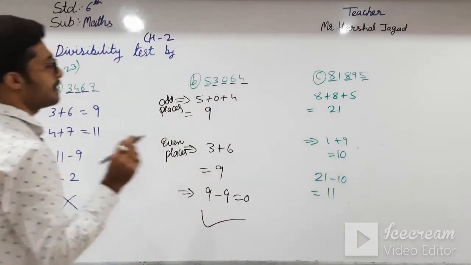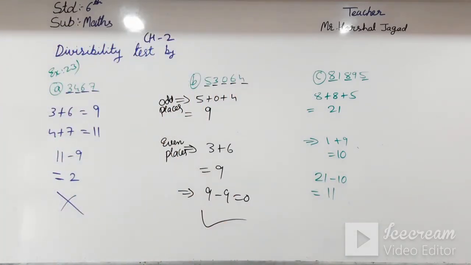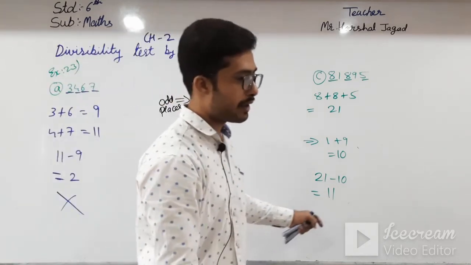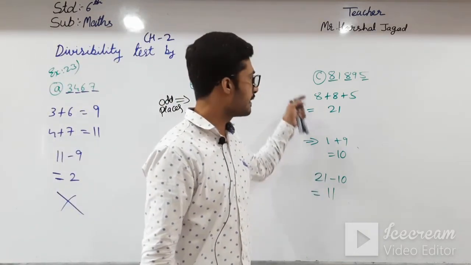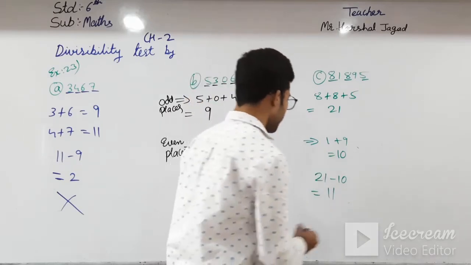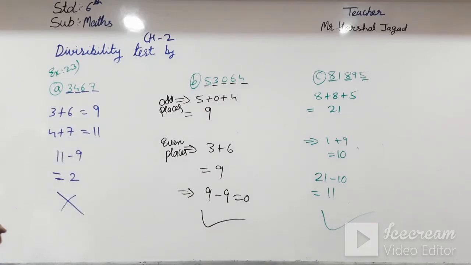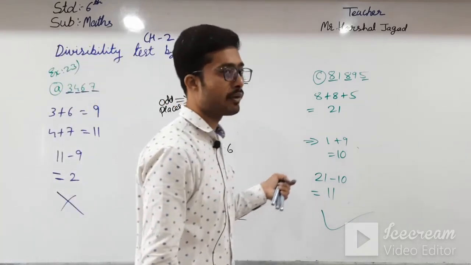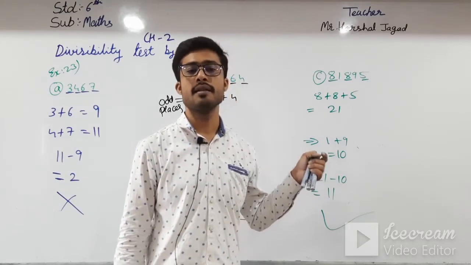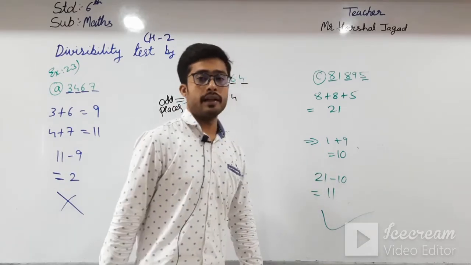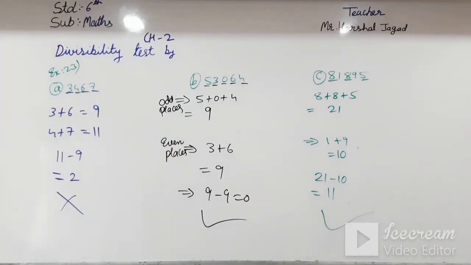So is this number divisible by 11 or not? Can anybody tell me, students? Yes, we have got the difference 11, so it is divisible by 11. The difference must be a multiple of 11. Okay students, difference must be a multiple of 11.